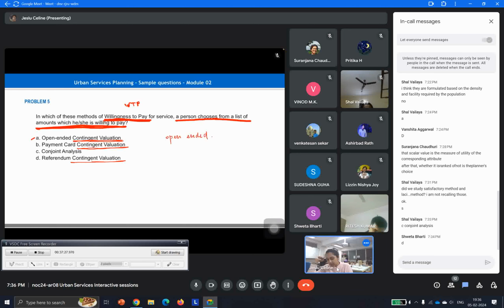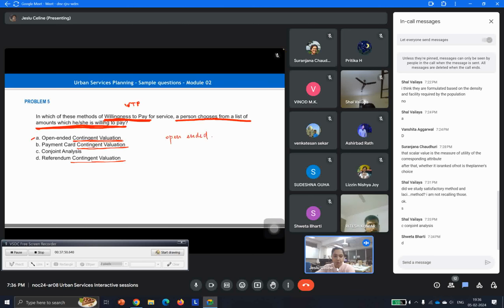Then we have payment card contingent valuation, where there are different cards in which the person's given certain choices. For instance, would you be willing to pay this value? So, 50 rupees. Will you be willing to pay 50 rupees for this service, which is 50 rupees per month for this service?